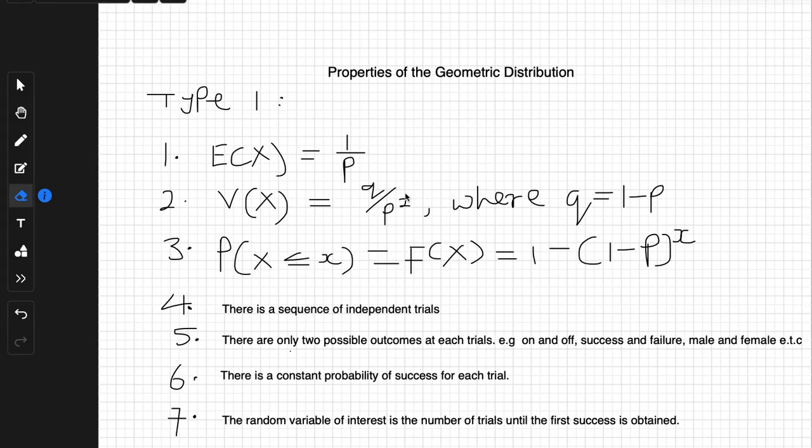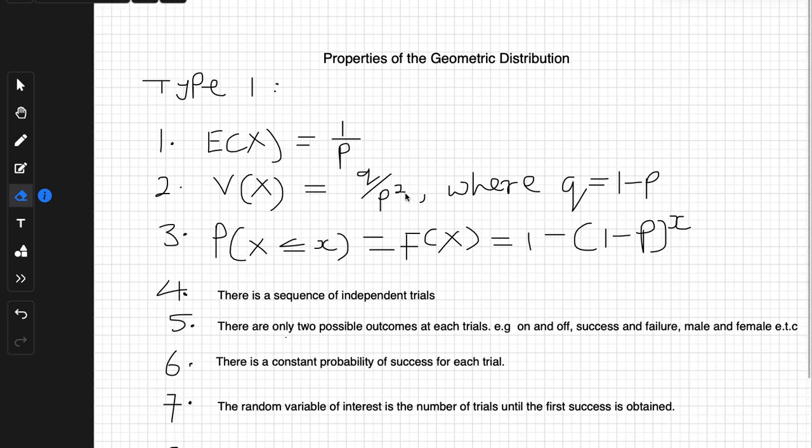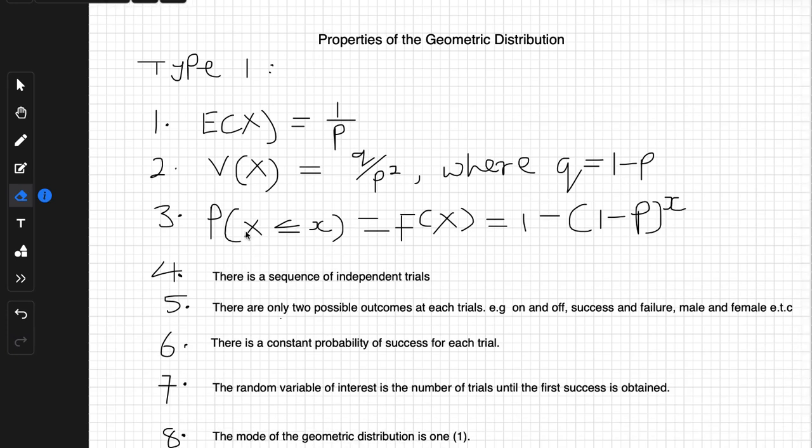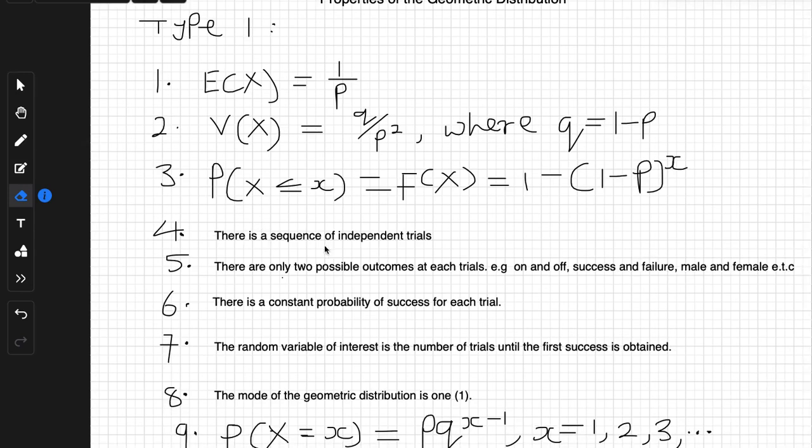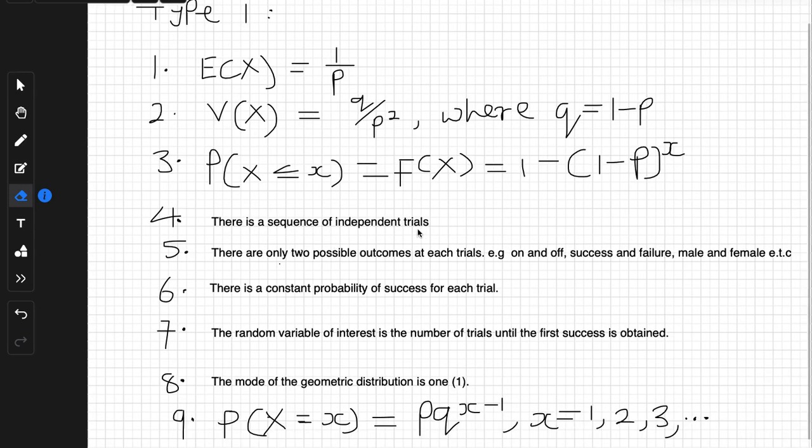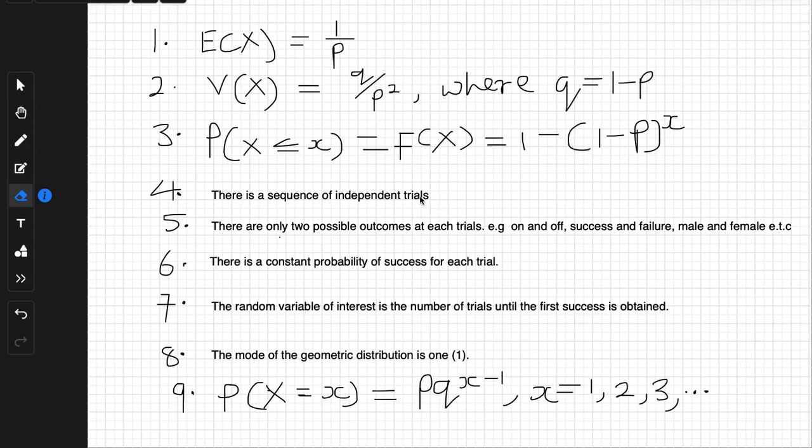All right, now these are the properties of the geometric distribution for the first type. The mean will be 1 over p, the variance will be q over p squared, where q is 1 minus p, and then the cumulative distribution function, that's the CDF, will be this. And then there is a sequence of independent trials. When you are doing the geometric distribution, each trial is independent of the other. So no trial affects the other trial.